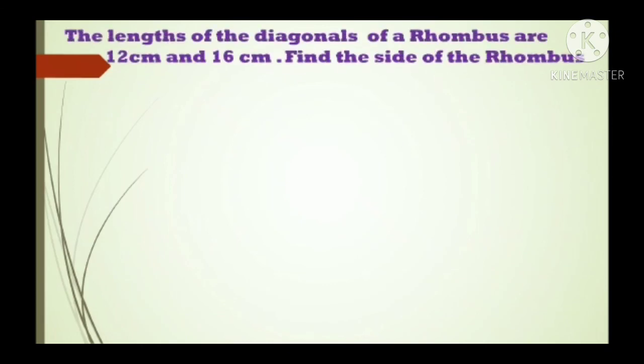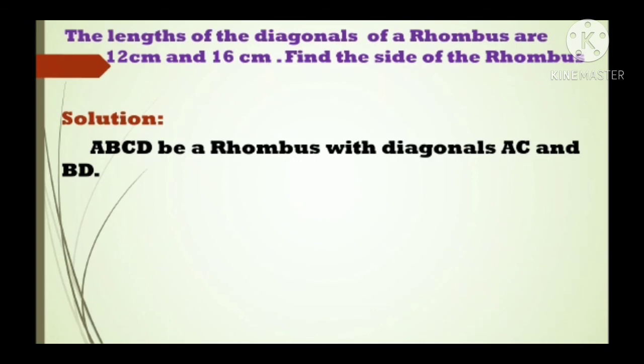So, another problem: the lengths of the diagonals of a rhombus are 12 cm and 16 cm. Then find the side of the rhombus. The diagonals of the rhombus are given here and we have to find the side of the rhombus. So ABCD is a rhombus here with diagonals AC and BD.